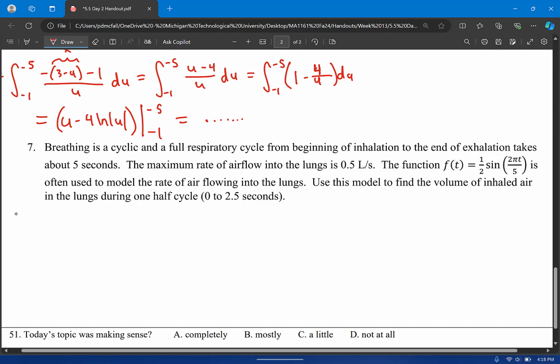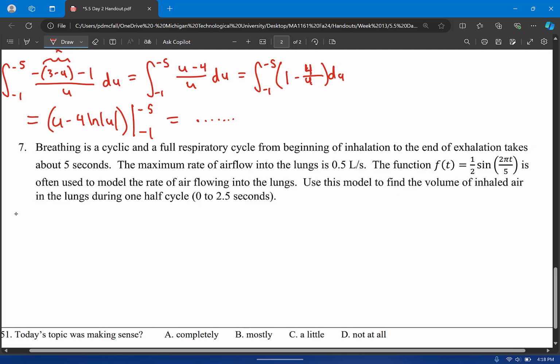The maximum rate of airflow into the lungs is 0.5 liters per second. So this is kind of on average for a person. That's how many liters per second are going into your lungs at maximum. It's the fastest it's going in. The function f of t equals 1/2 sine of 2 pi t divided by 5 is often used to model the rate of air flowing into the lungs. So this is a function that describes how fast the air is flowing into the lungs.